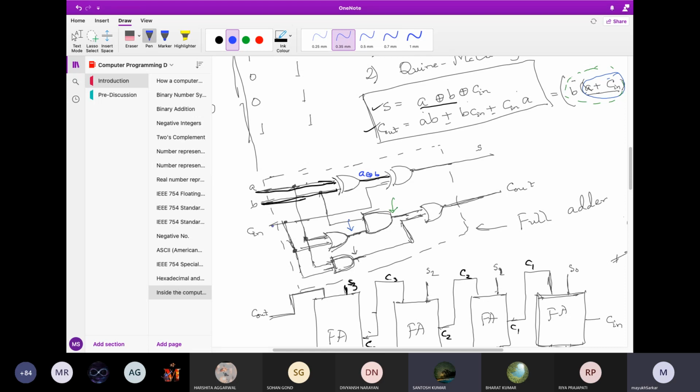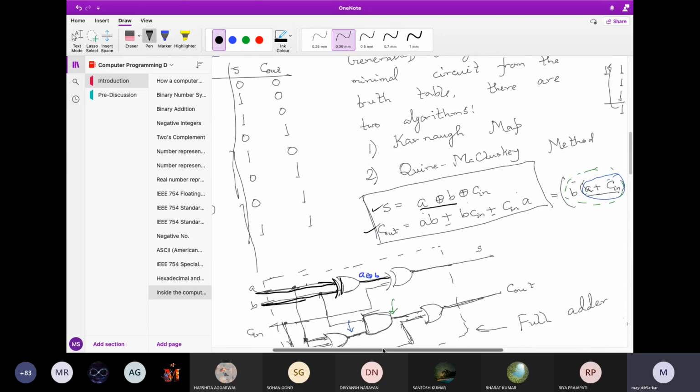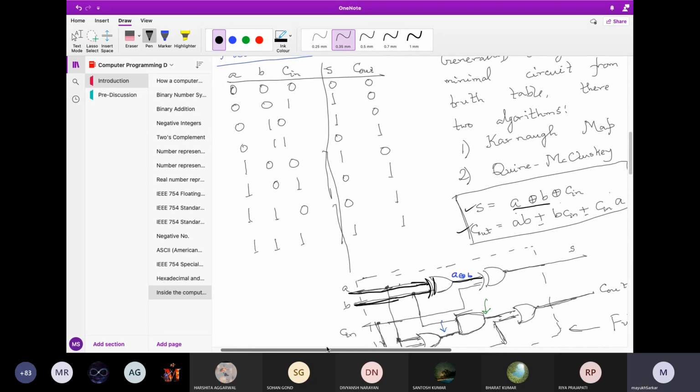And why did you choose this XOR, sir? Why did I choose XOR? Because that is what has appeared as the equation.